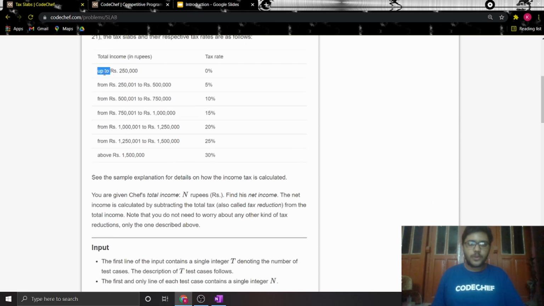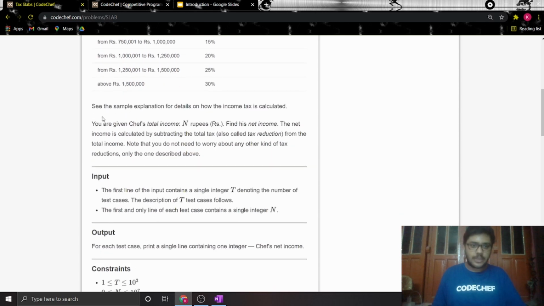Up to 2.5 lakhs, there won't be any tax. Income greater than 2.5 lakh and less than or equal to 5 lakh, there would be 5% tax on that income. Income greater than 5 lakh and less than or equal to 7.5 lakhs, there would be 10% tax. Income greater than 7.5 lakh and less than or equal to 10 lakh, there would be 15% tax. And income greater than 10 lakh and less than or equal to 12.5 lakh, there would be 20% tax, and so on.